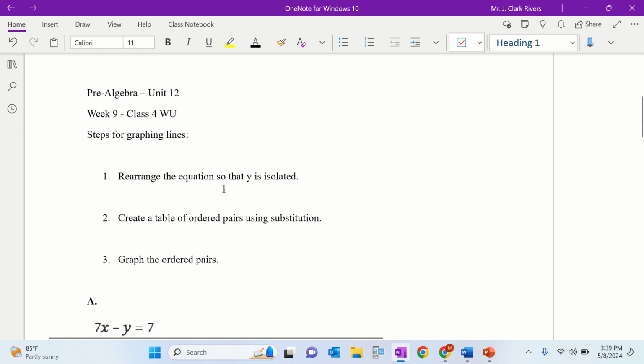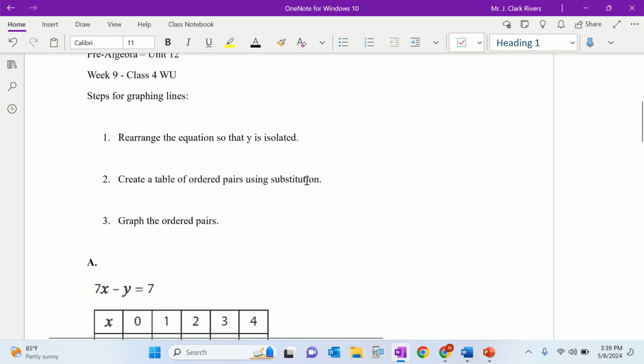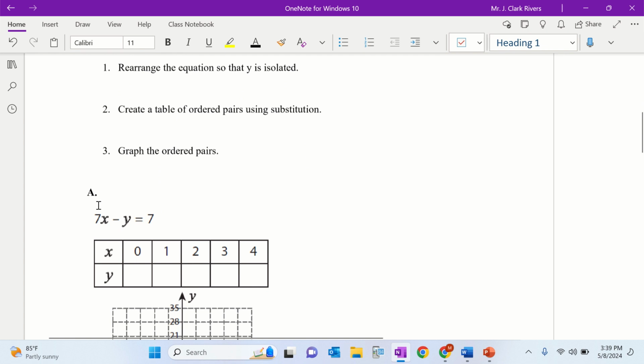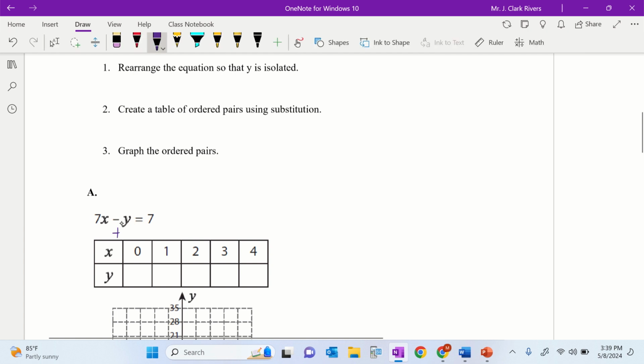Steps for graphing lines. Number 1, rearrange the equation so that y is isolated. Well, let's look at this one down here. Notice that y is not isolated. There's a 7x on the same side as y. So I'm going to take this negative y. I'm going to add y to both sides. Plus y plus y. When I do that, I'm left with 7x equals y plus 7.